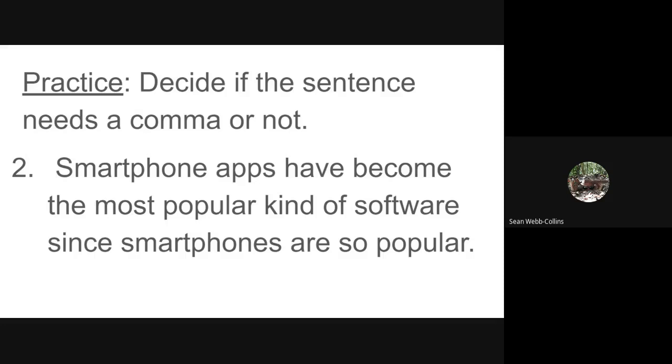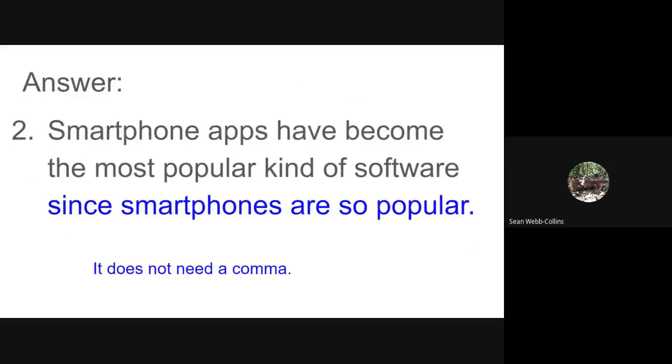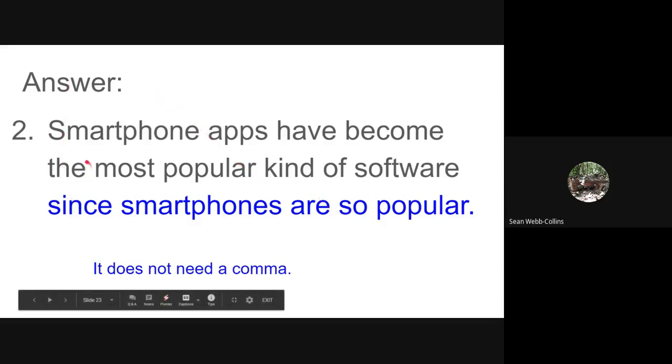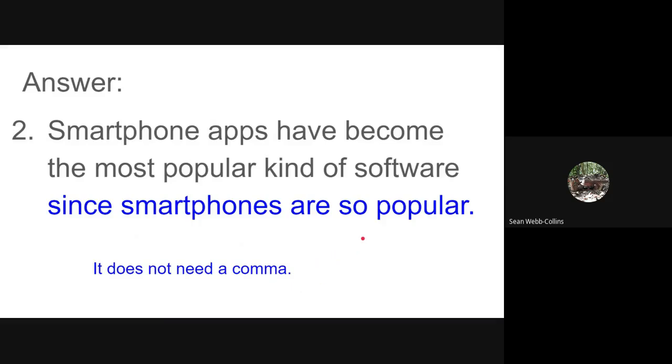Okay, let's now turn the page, so to speak, and look at the answer. Yes, number 2. What do we notice? We notice that it does not need a comma. Why does the sentence not need a comma? Remember back to the rules we introduced before we started these practice sentences. That's right, we have no need for a comma because the sentence begins with the main clause, the independent clause: Smartphone apps have become the most popular kind of software.